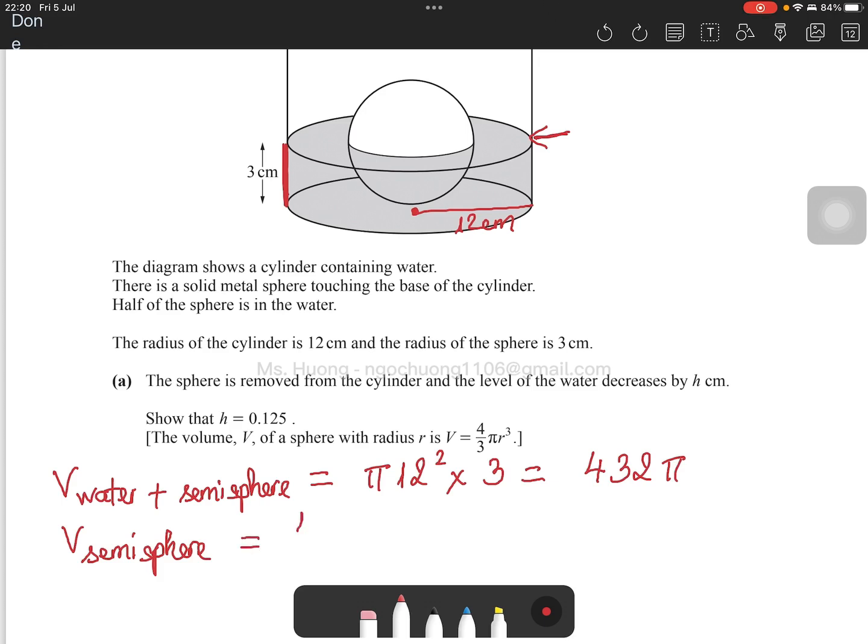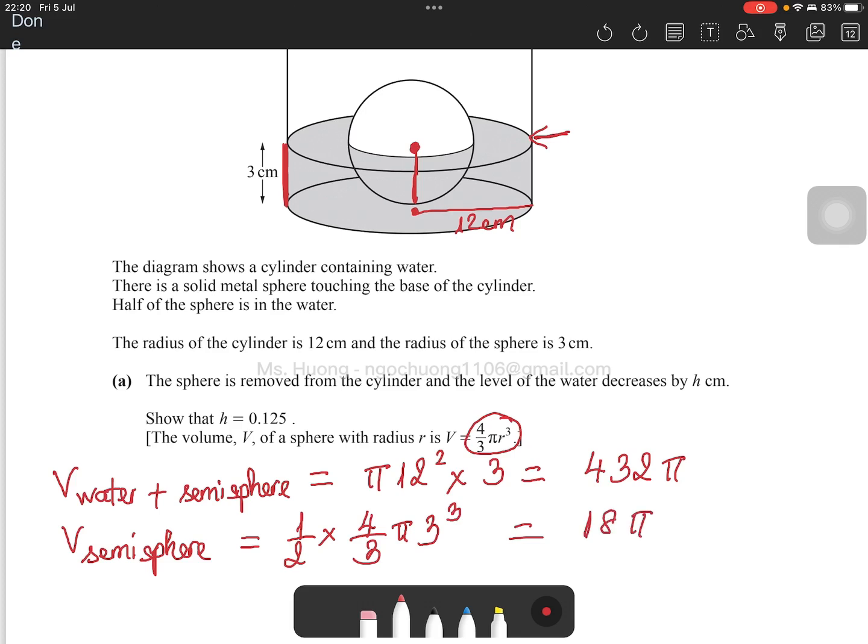Then we'll find the volume of the semisphere. It is 1/2 of 4/3. The formula is given here. 1/2 of 4/3 pi r cubed. In this case, the radius of the semisphere is only 3 centimeters. This one, 3 centimeters. So it is 3 cubed equals 18 pi.